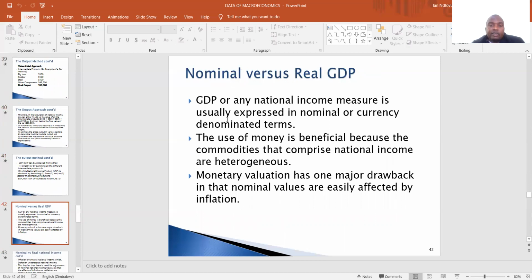Nominal versus real GDP. GDP or any national income measure is usually expressed in nominal or currency denominated terms. The use of money is beneficial because the commodities that comprise national income are heterogeneous. Monetary valuation has one major drawback in that nominal values are vulnerable to, or easily susceptible to, inflation.